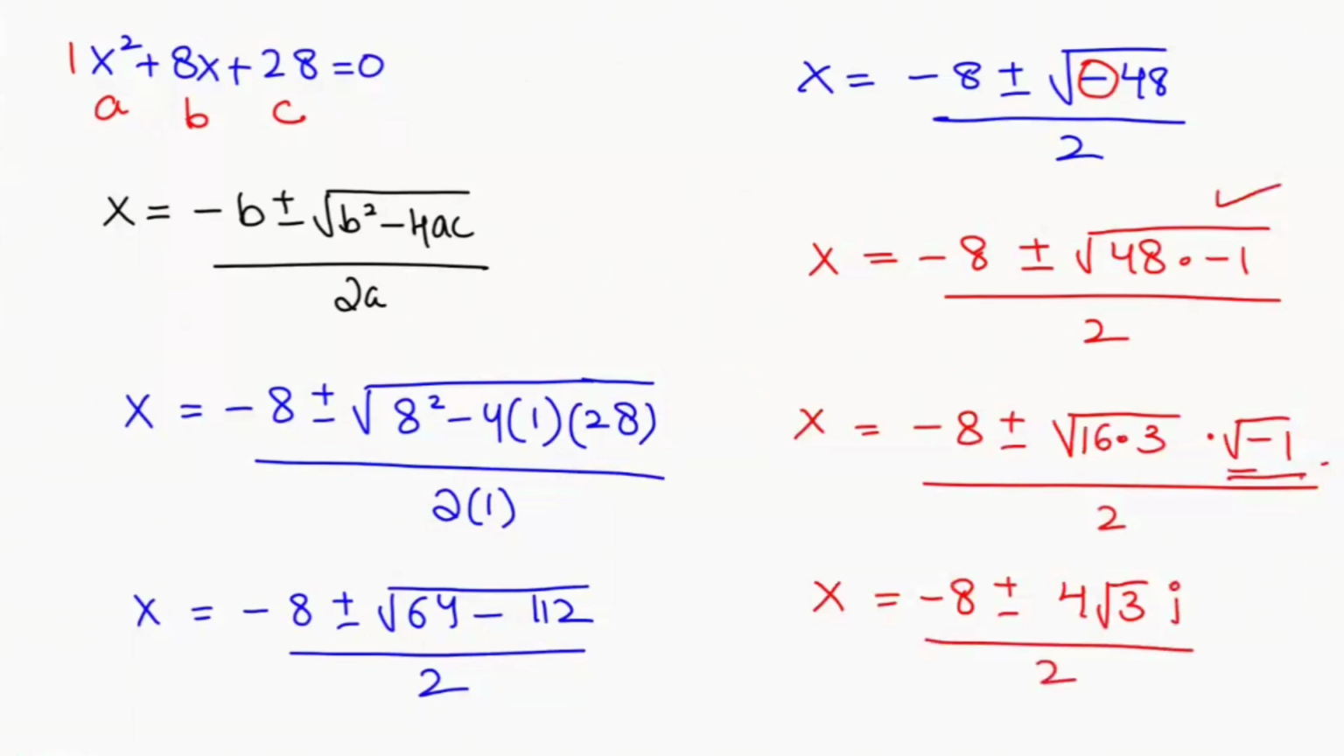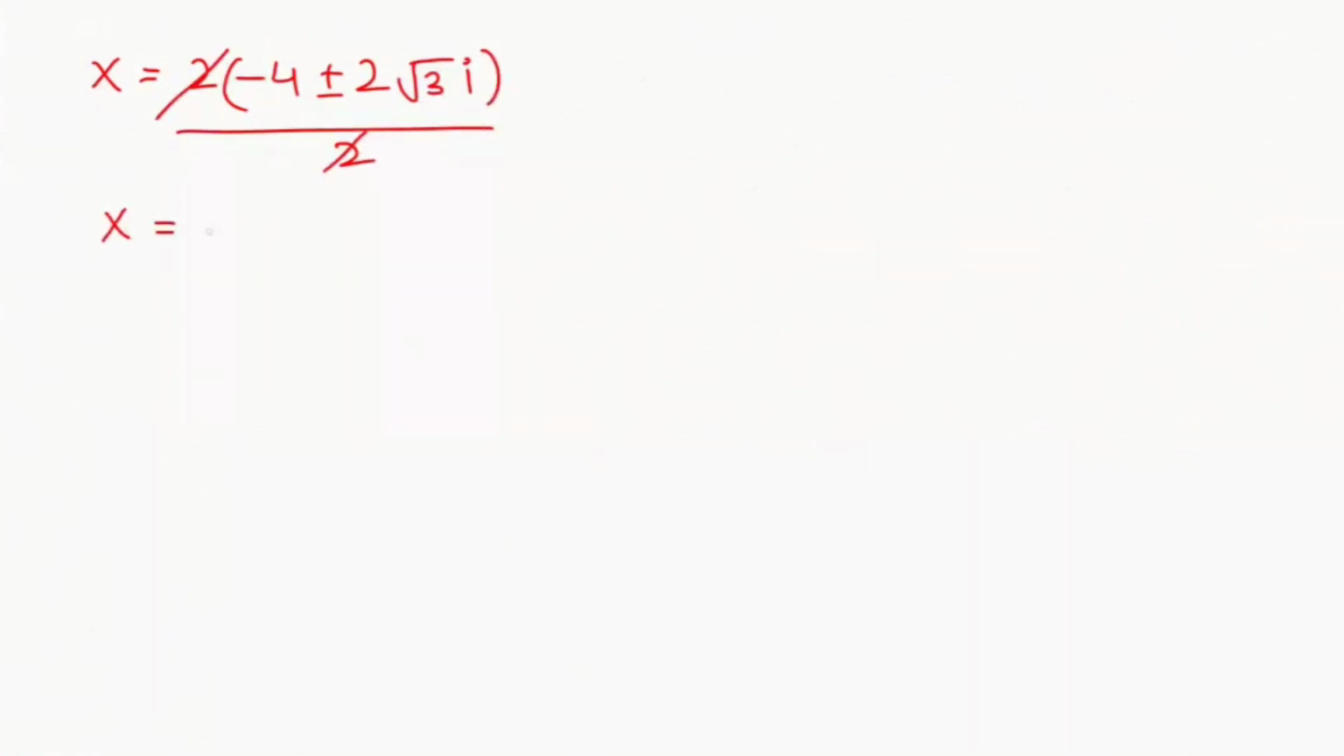In the next step, here we're going to take the common factor of 2. X is equal to 2 times (negative 4 plus minus 2 root 3 iota) over 2. Here this and this get cancelled. So these are our 2 more x values we'll get: negative 4 plus minus 2 root 3 iota. So here we get the 2 more complex solutions. So this is the final answer.